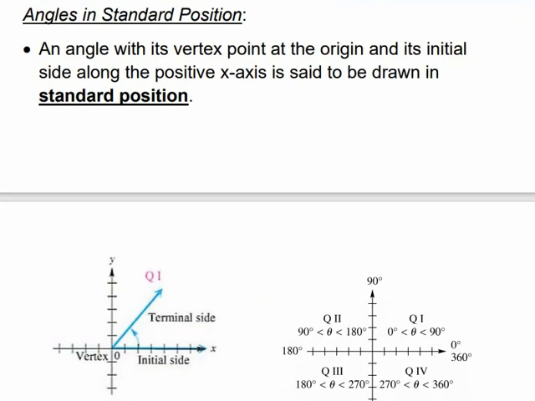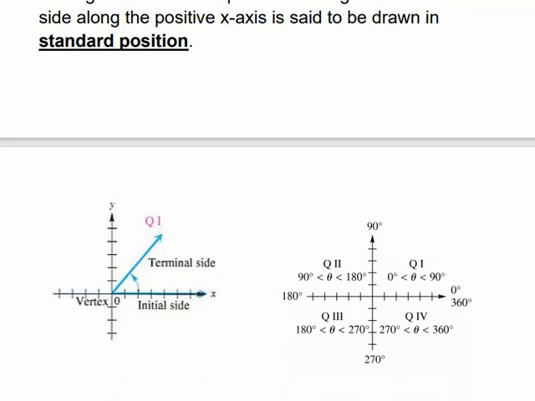All right, angles in standard position. An angle with its vertex point at the origin and its initial side along the positive x-axis is said to be drawn in standard position. So the way that we talked about it at the very beginning, when we have the initial side on the x-axis, it's got to be on the positive x-axis, just like this, and then the terminal side is connected to that by the vertex. That's considered to be in standard position.